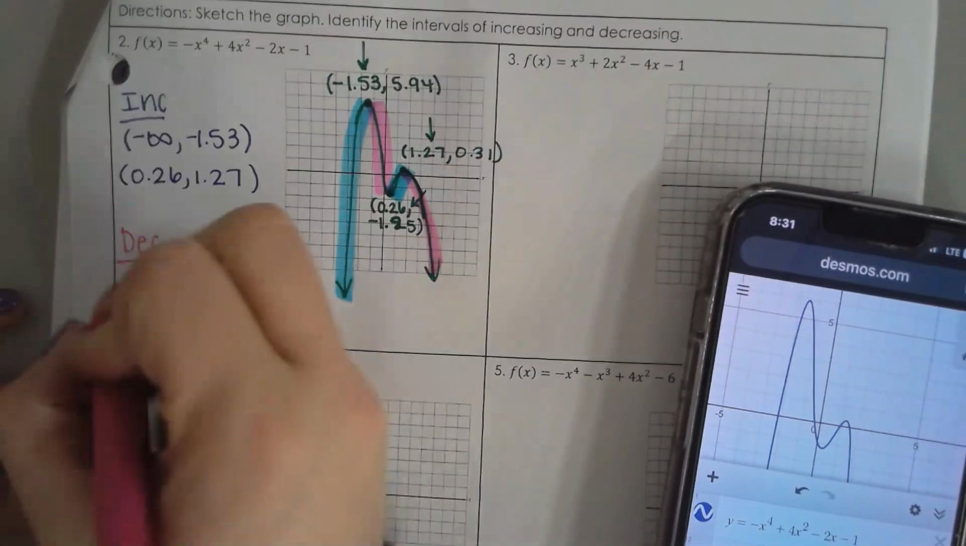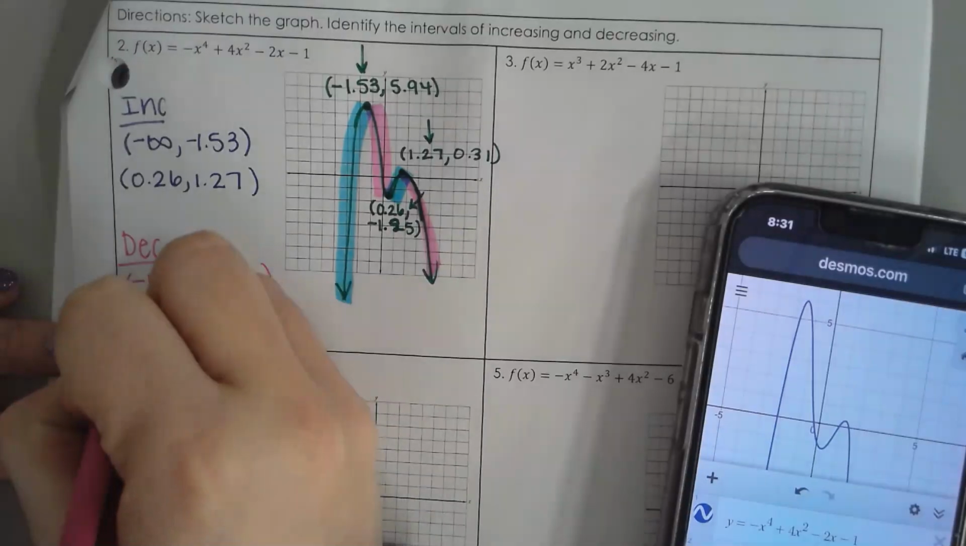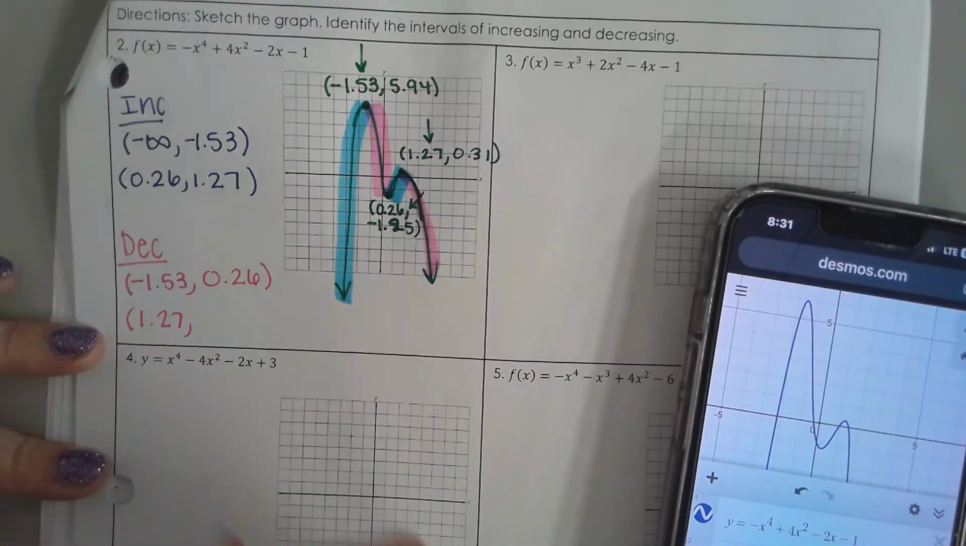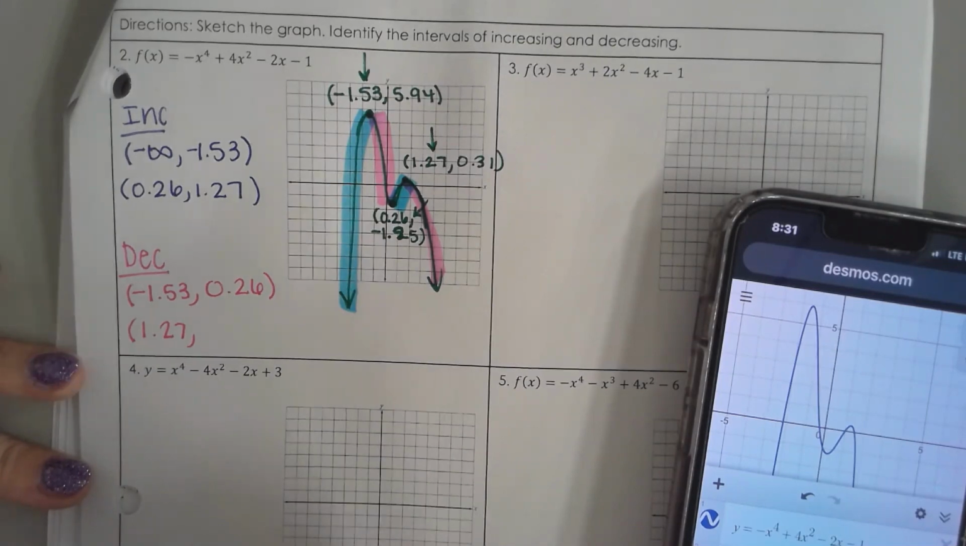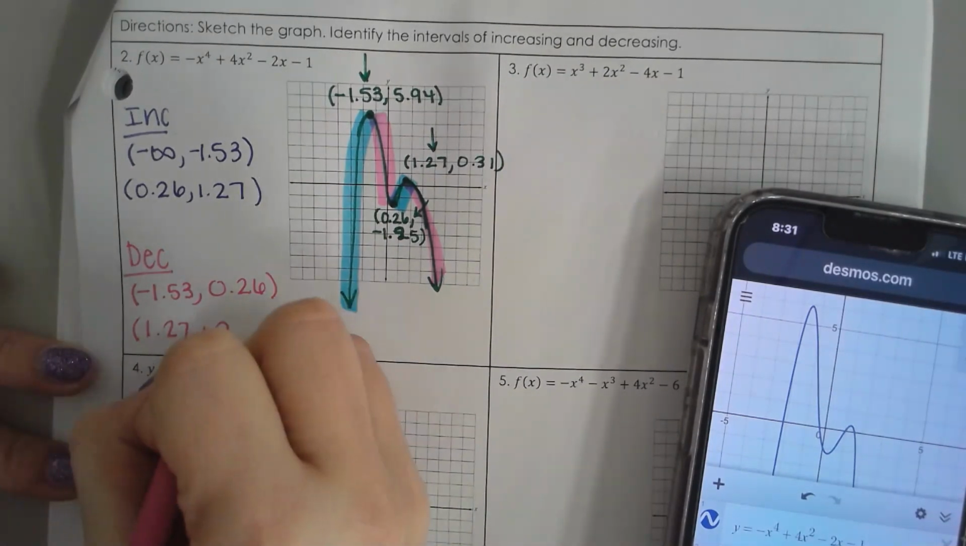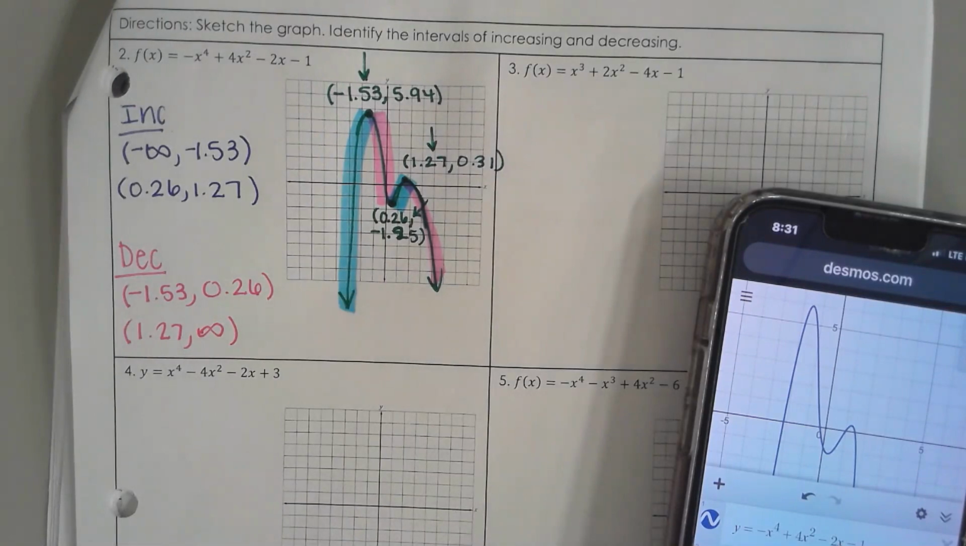And then I end up decreasing. Where do I start decreasing? 1.27. And I end where? Not negative infinity. Positive infinity, because it's pointing to the right. It also is pointing down, but that doesn't matter. We only care left or right.